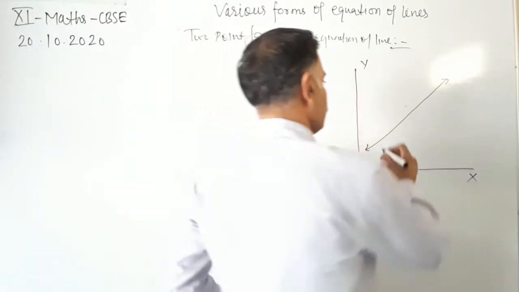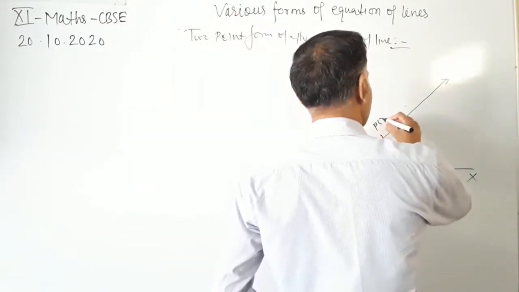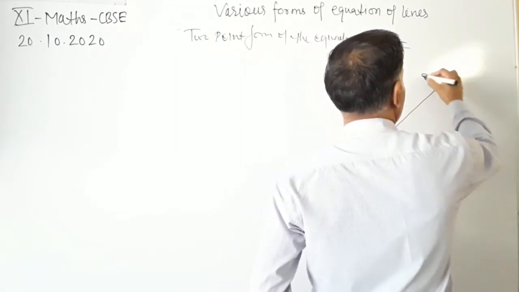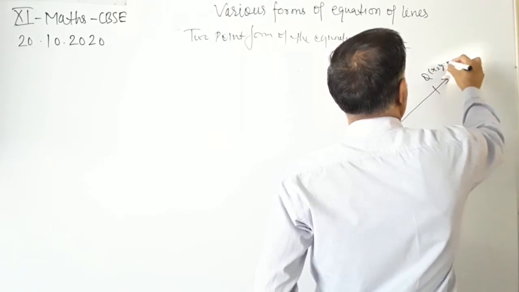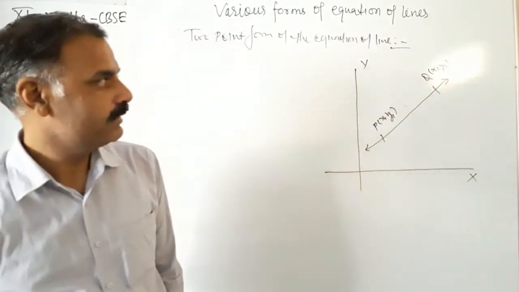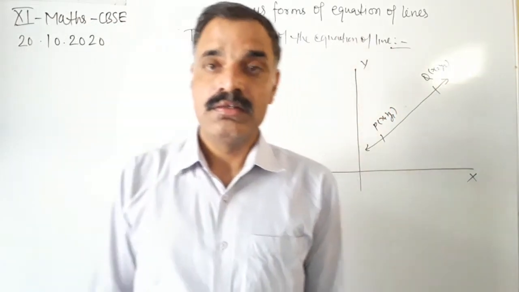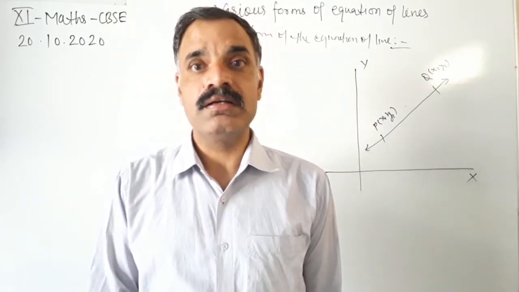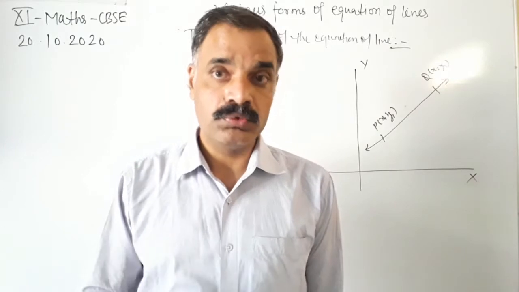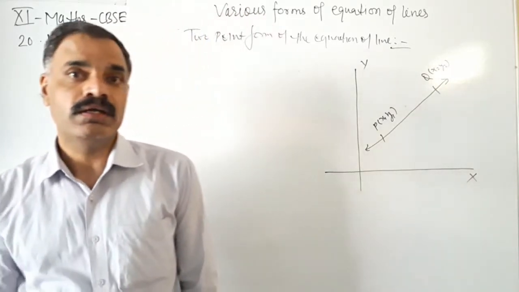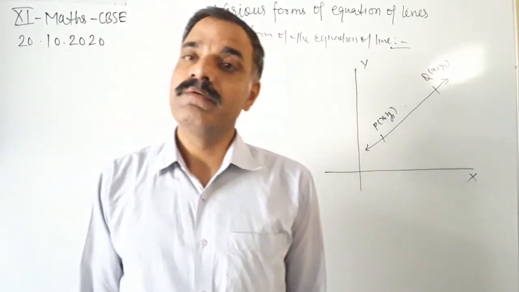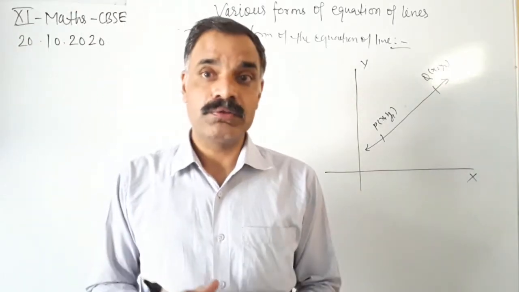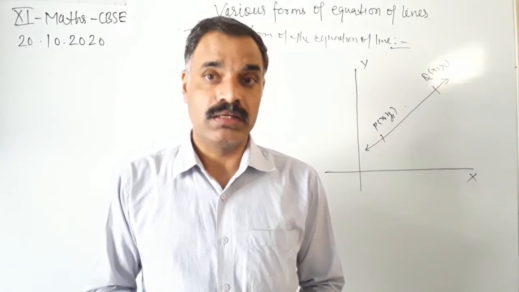The points are P, that is (x1, y1), and point Q, that is (x2, y2). We have been given the line L and 2 points on it. The first point is P (x1, y1) and another point is Q (x2, y2), and we have to find the equation of this line. So what will be the process of finding the equation of the line?